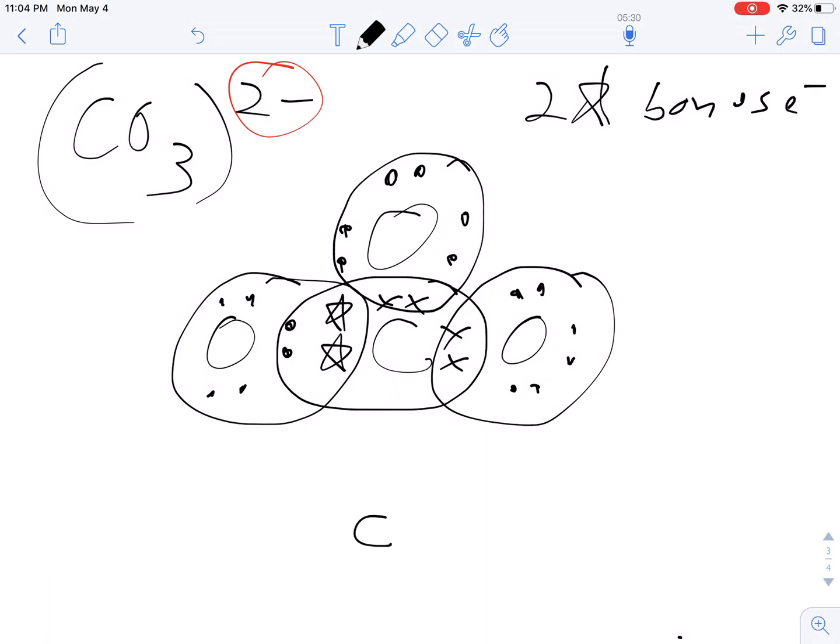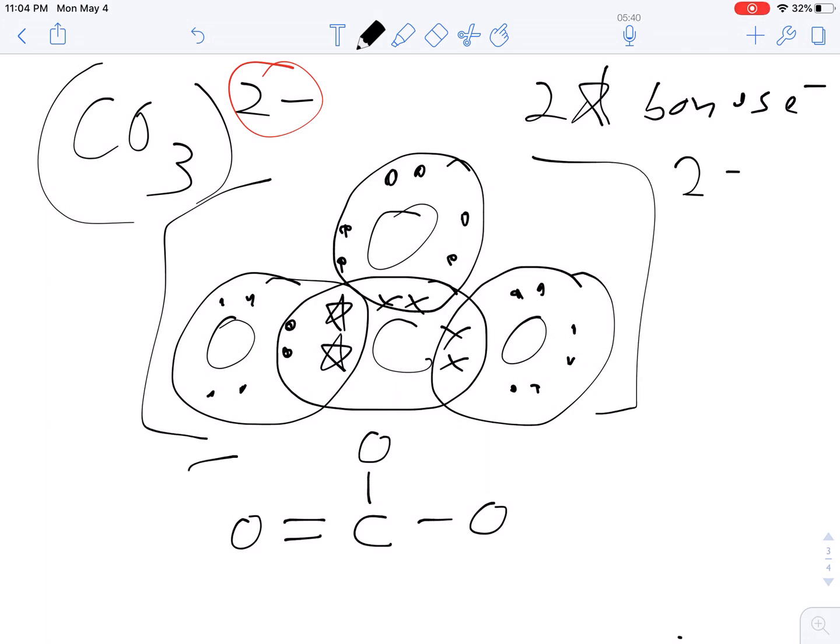If I were to draw out the line bond structure, it would look like this. Okay? Because there's a -2 charge, I have to put brackets around. So that would be the Lewis dot structure for carbonate. Okay? So I had to put in a double bond on that carbon.